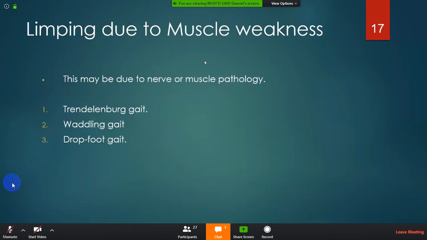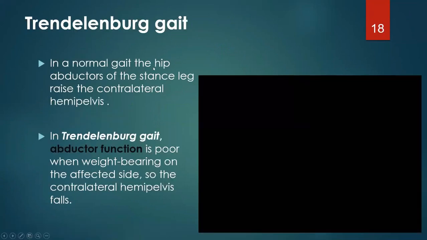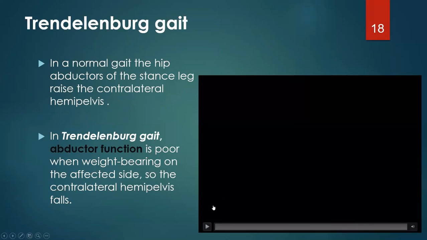Now we have to go to limping or gait abnormalities due to muscle weakness. We have the Trendelenburg gait, waddling gait, and drop foot gait. This may be due to nerve or muscle atrophy. We have to start with the Trendelenburg gait. In the normal gait, the hip abductors of the stance side raise the contralateral hemipelvis. In Trendelenburg gait, abductor function is poor when weight bearing on the affected side, so the contralateral hemipelvis falls.